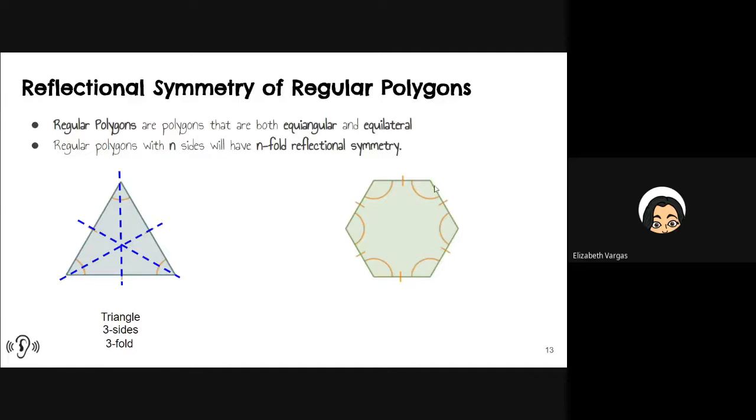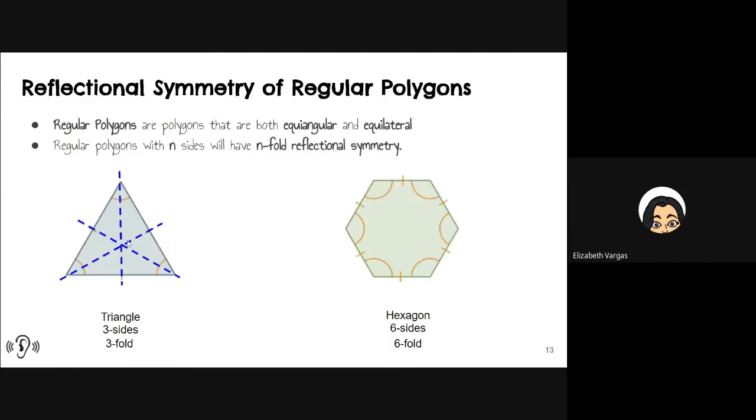So here we have a hexagon. We know a hexagon has 6 sides, and we can count them: 1, 2, 3, 4, 5, 6. And because this hexagon has 6 sides, we can also gather that it has to have 6 folds of reflectional symmetry. So regular polygons with n sides will have n folds of reflectional symmetry.